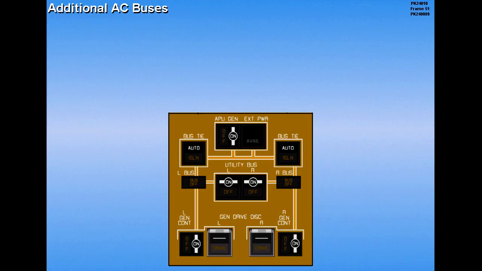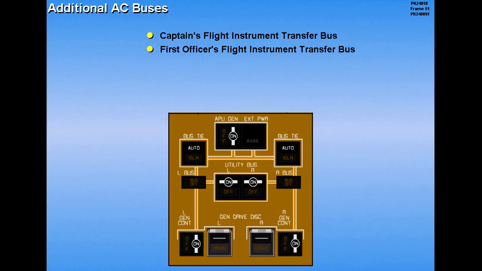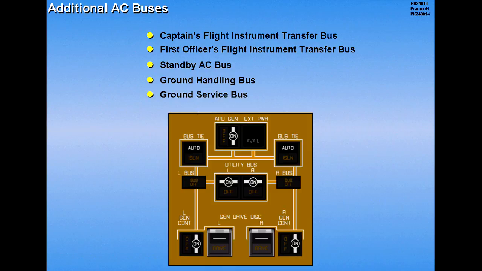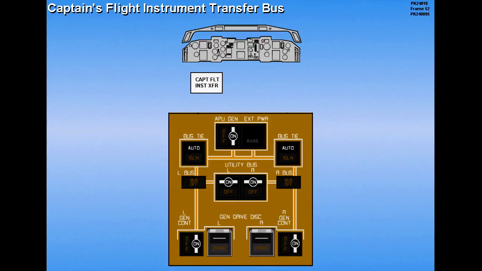Additional AC buses that are not depicted on the electrical panel include the Captain's Flight Instrument Transfer Bus, the First Officer's Flight Instrument Transfer Bus, the Standby AC Bus, the Ground Handling Bus, and the Ground Service Bus. The captain's flight instrument transfer bus is normally powered by the left main AC bus and supplies power for the captain's flight instruments.